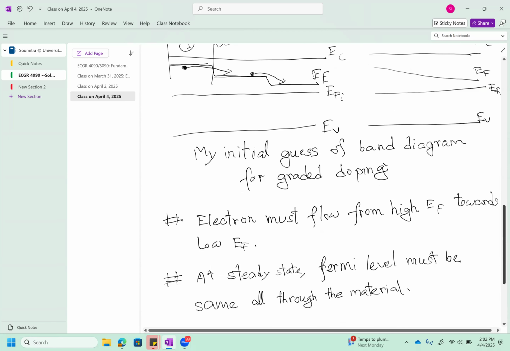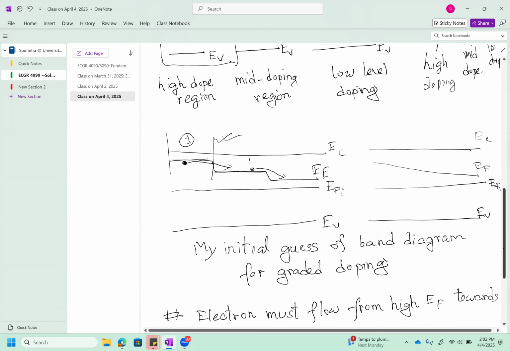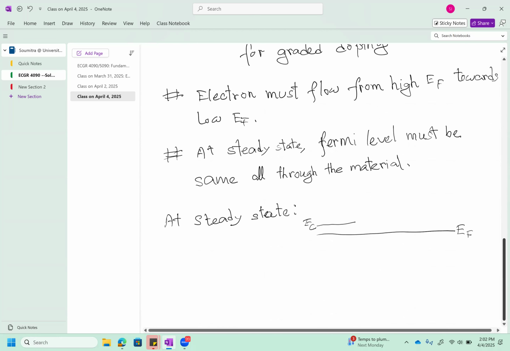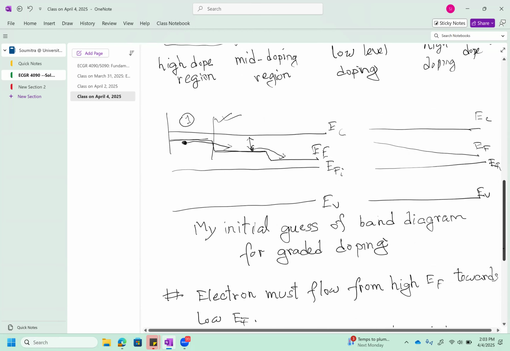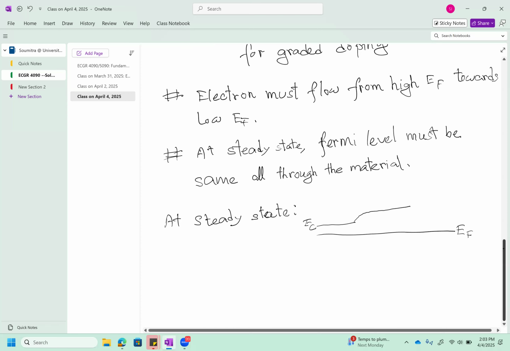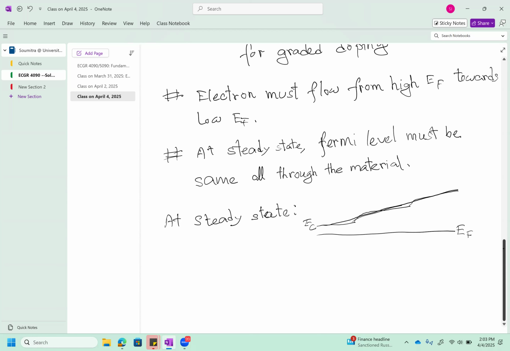But then in the second region, I know that EC and EF will depart from each other. Okay, so in the second region, maybe I will draw EC like this. And in the third region, EF and EC are actually farthest from each other. So in the third region, maybe I will draw EC like this. Okay, so if it is a graded doping, then I can draw a continuous EC which will go from low to high like this.